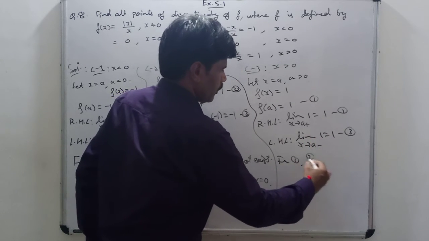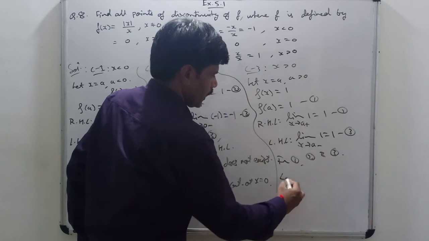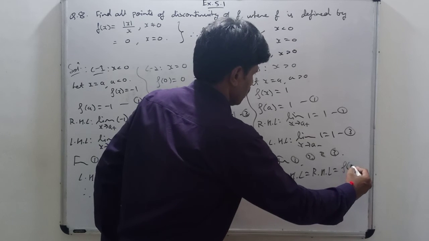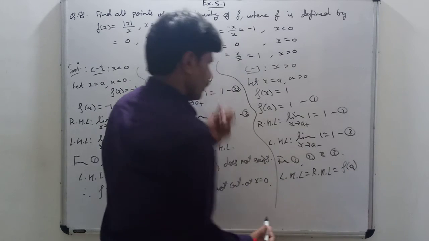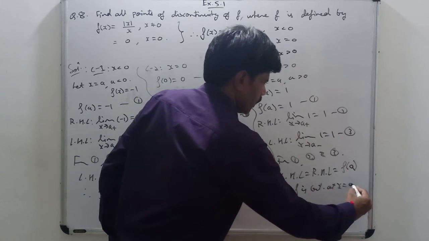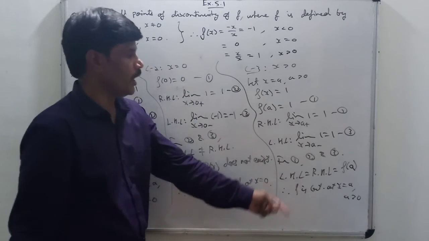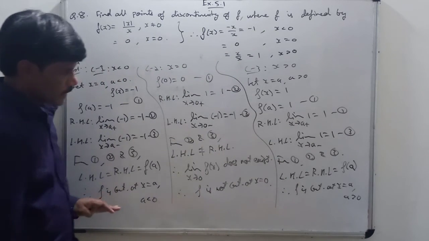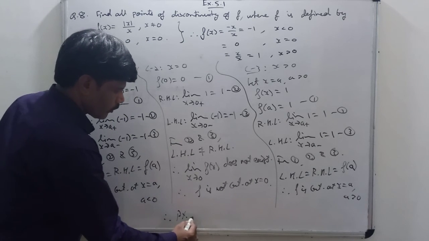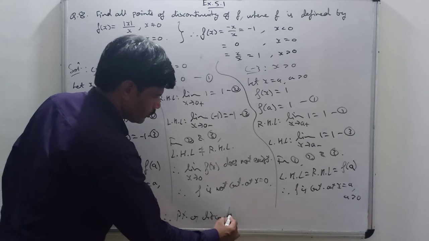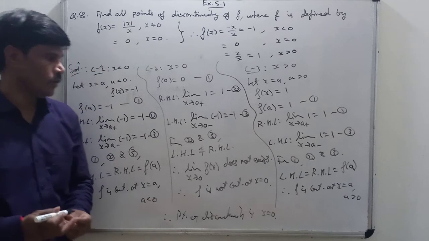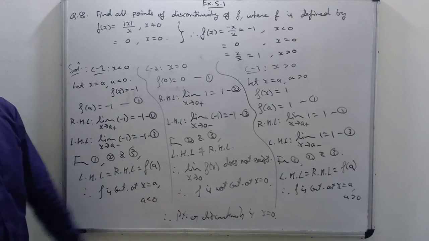From 1, 2 and 3, what we observed: LHL is equal to RHL is equal to the value of the function f(a). Okay, so therefore the function is continuous at x equals a, where a is greater than 0, means the function is continuous for all x greater than 0. So where is it discontinuous, where is it not continuous? At x equals 0. So the point of discontinuity is x equals 0. Other than 0, this function is continuous everywhere.